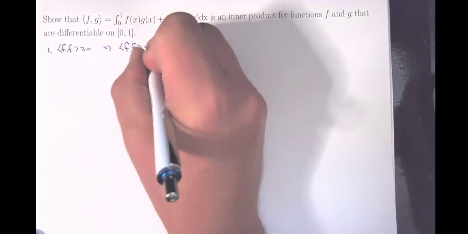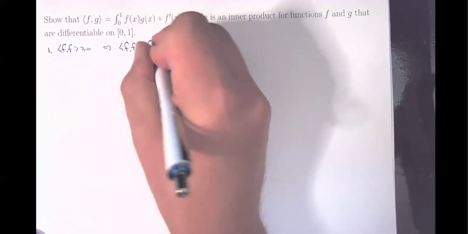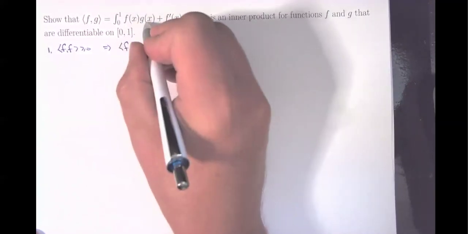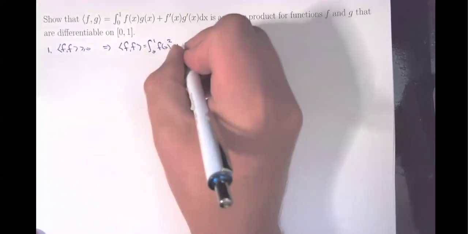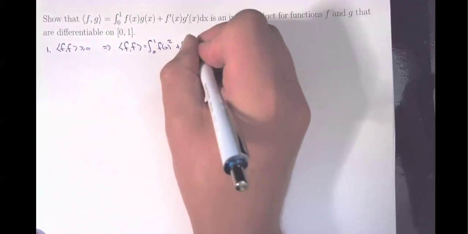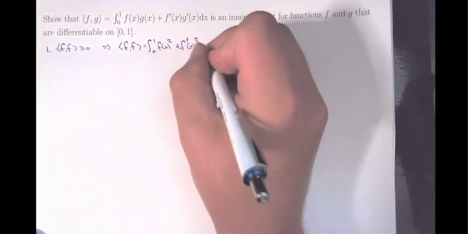So this would tell us then that the inner product of f with itself is the integral from 0 to 1 of f of x squared, plus f prime of x squared.